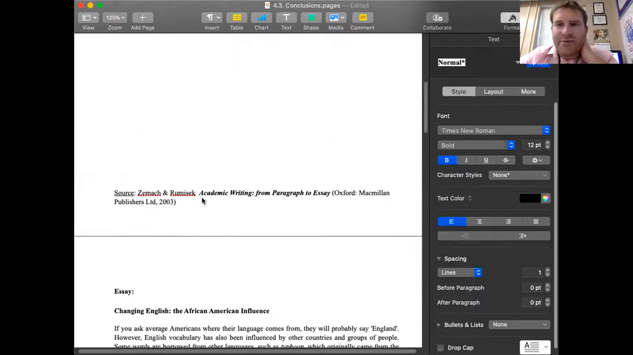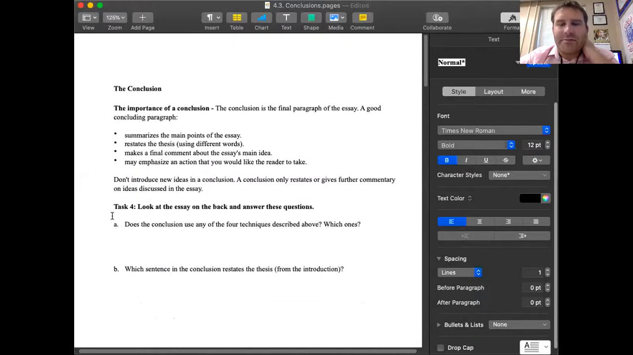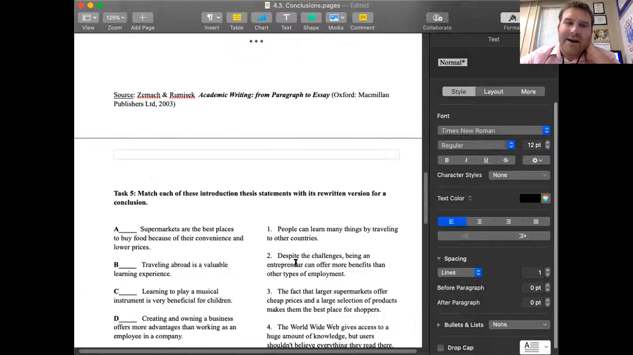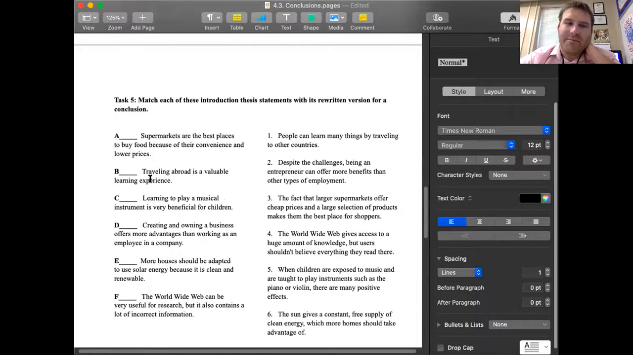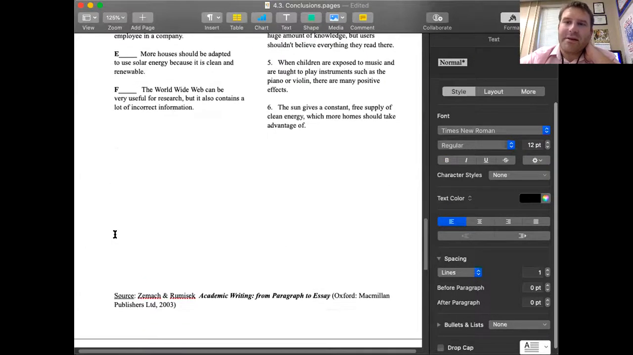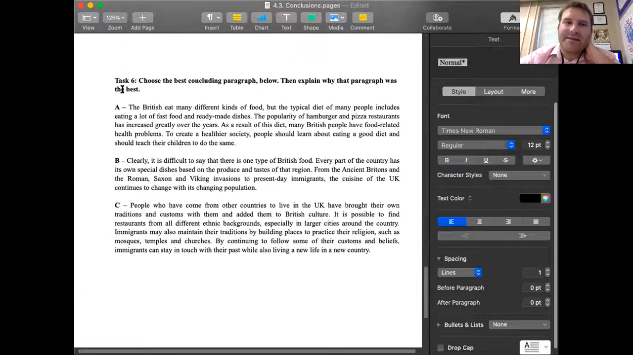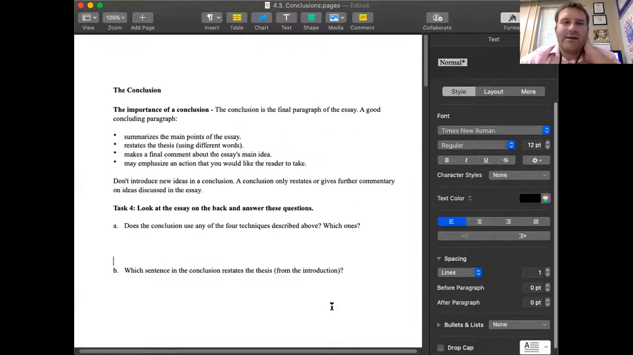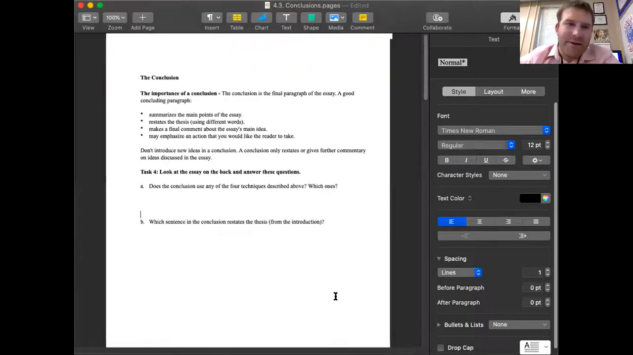On Classroom, if you're doing this online virtually, you'll start a document, you'll put task 4, and you'll have letter A, provide me the answer, letter B, provide me the answer. Task 5, and then A, put the number, B, put the number, C, put the number. And for task 6, you'll put task 6, put the letter, and then just answer the question. All right, so here's basically the assignment.